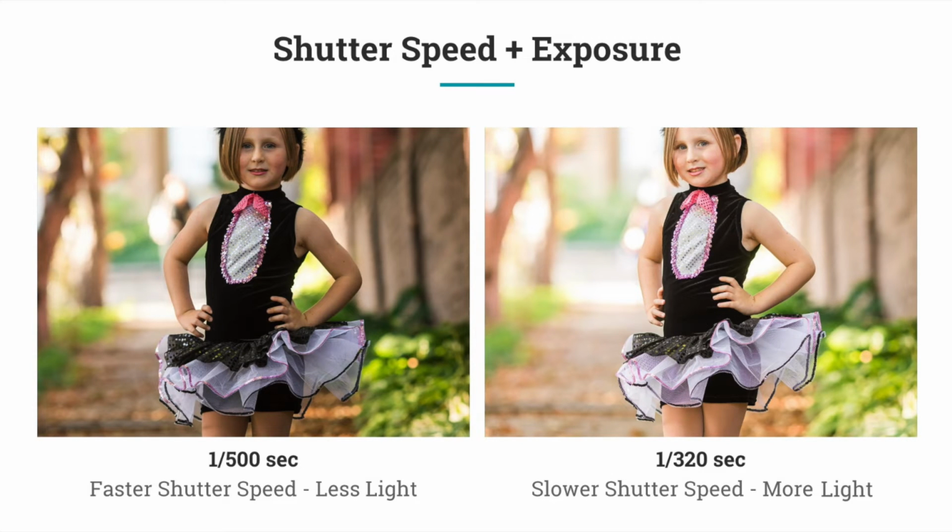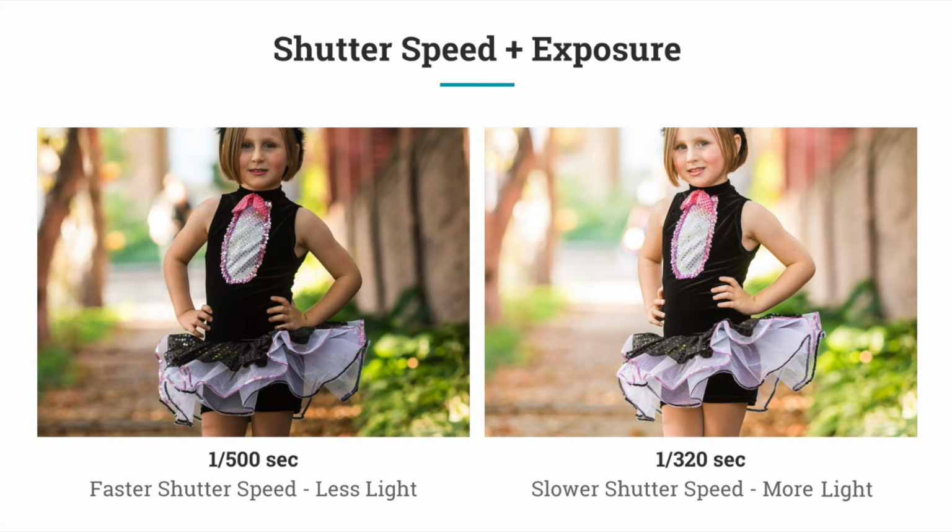So you'll see in the image that I'm going to put up on the screen that we have two images here. They were taken with the exact same camera settings. The only thing I changed was the shutter speed. So in the image on the left, you can see that the shutter speed was 1/500th of a second. And in that photo, we have less light, so the image is not quite properly exposed.